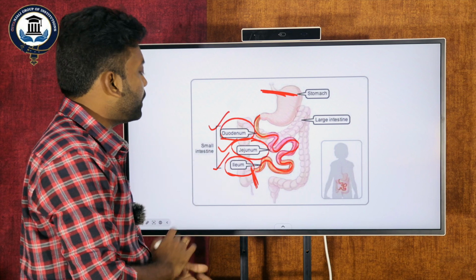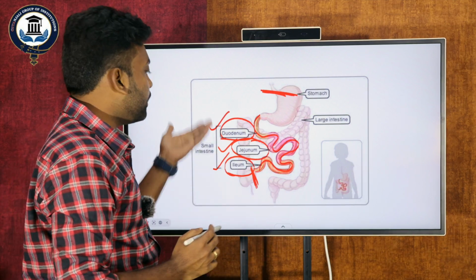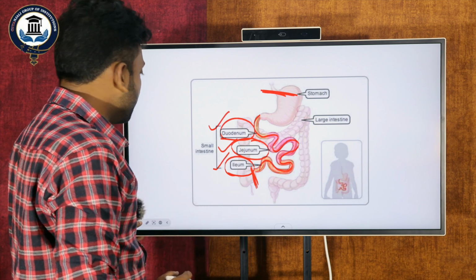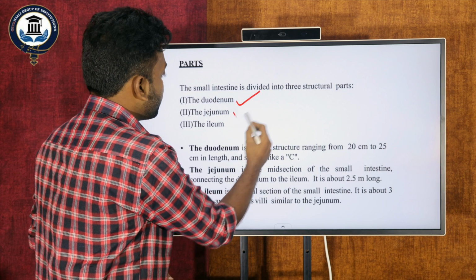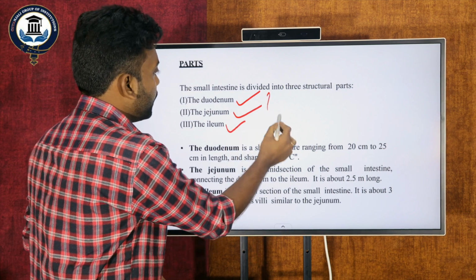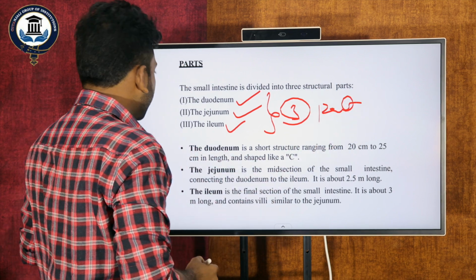This is a very important competitive bit. How many parts does the small intestine have? There are three parts we can see here. The first is the duodenum, the second is the jejunum, and the third is the ileum. There are three parts you can find in the small intestine.